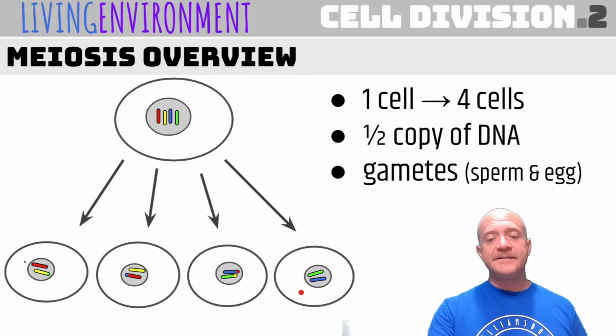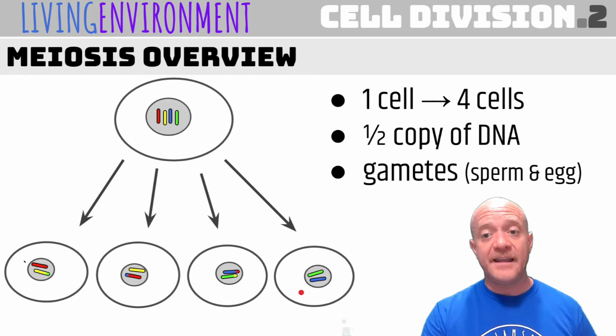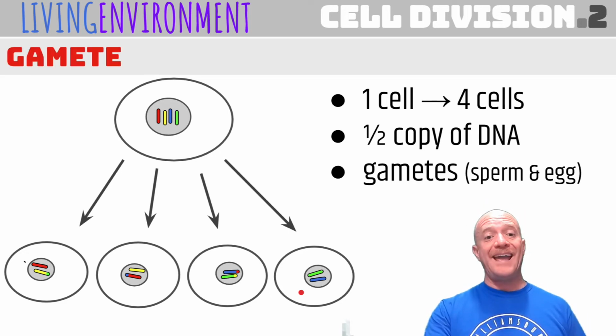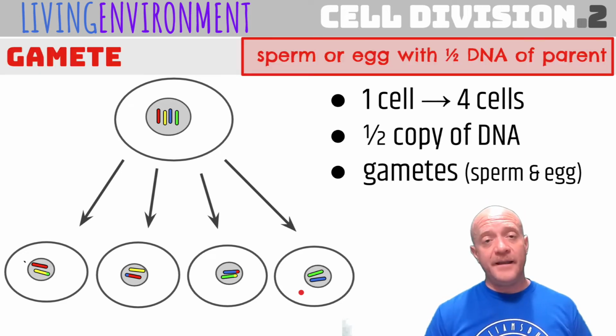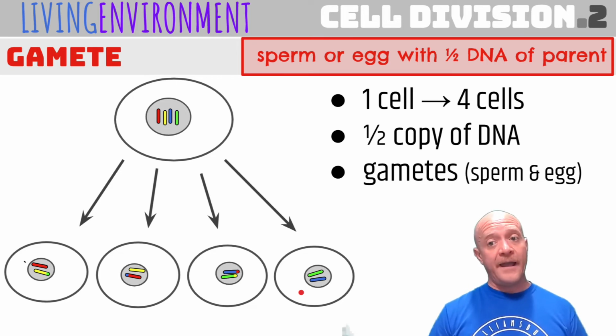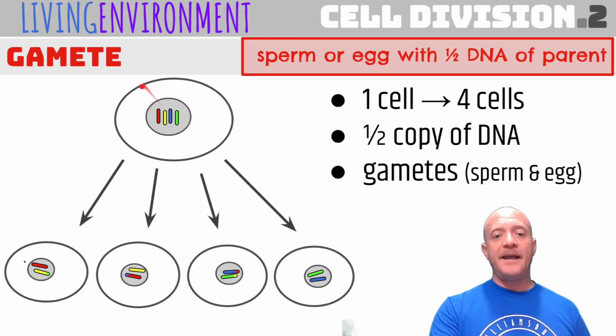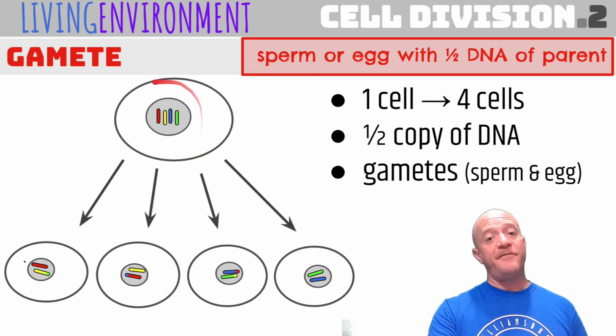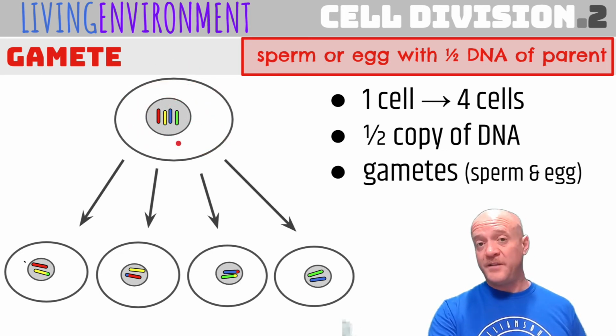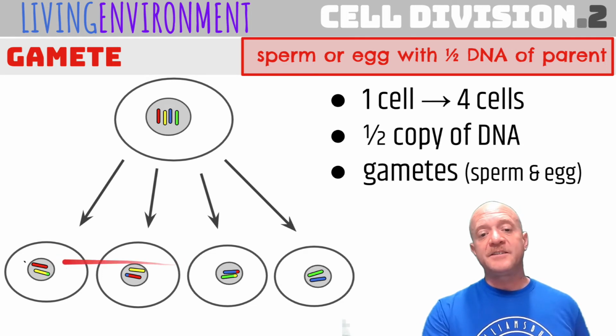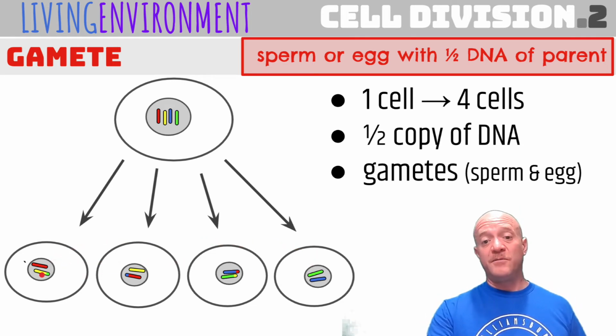And the last thing is it forms gametes. And gametes are sperm and egg. The definition is simply sperm or egg with half of the DNA of the parent. So if this parent had, like humans, 46 chromosomes, 23 pairs, the sperm or the egg will have 23 chromosomes.